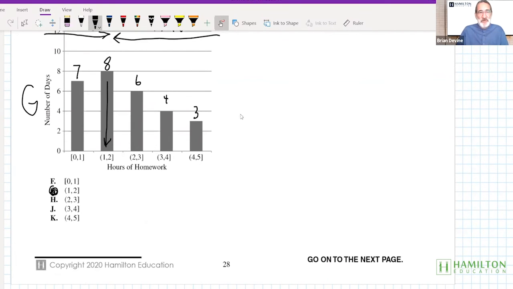Now you could also write this. You could write this out 7 times, then this 8 times, then this 6 times, and then this 4 times, and then this 3 times, and count from either end into the middle. And you're still going to end up in this area here. So G was your friend there.